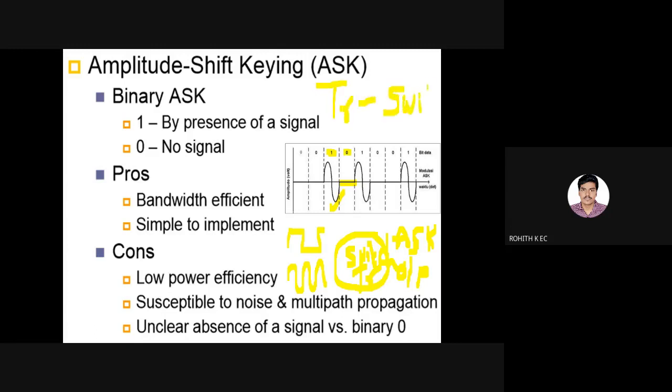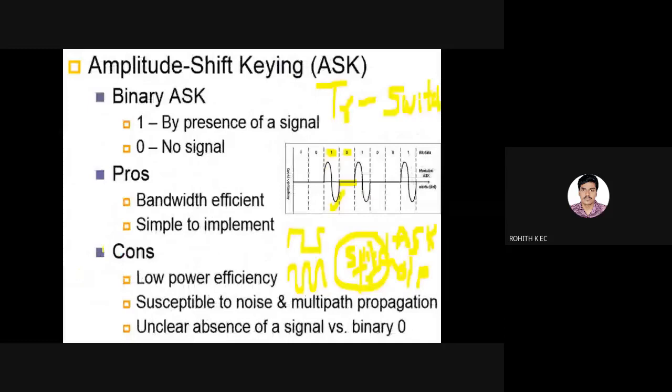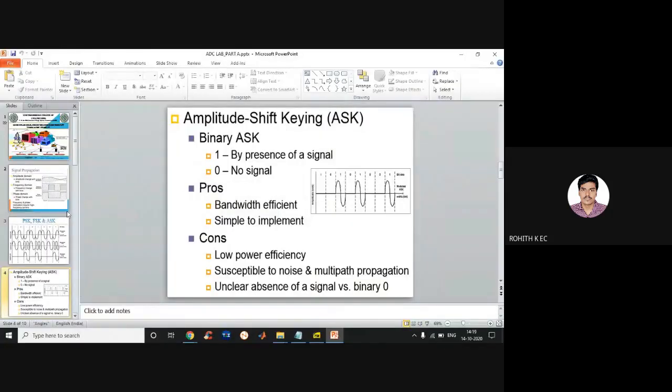Now tell me, how can I use a transistor as a switch? Anyone? Can someone tell me what are the three operating regions of a transistor? What are the three operating regions of a transistor?